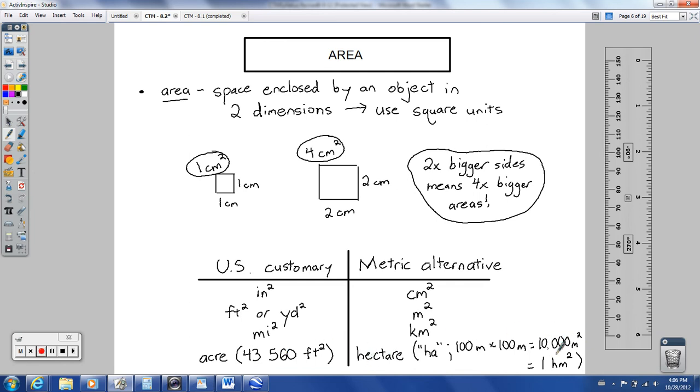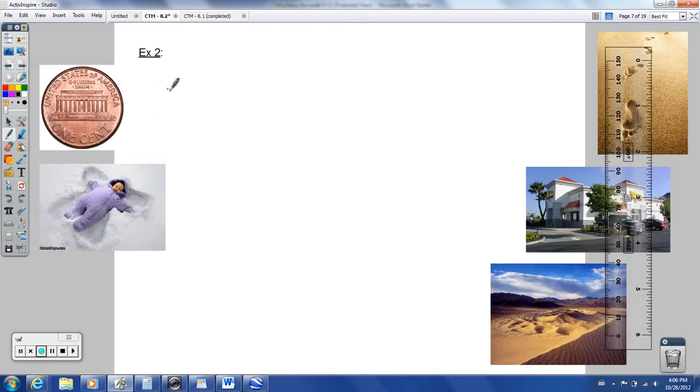A hectare, I did the calculations, actually ends up being 107 639 feet squared. So it's a little more than twice as big as an acre. So a hectare is bigger than an acre. But these are things we should know. These are things that match up in a similar way. So things measured in inches squared in the US would be measured in centimeters squared generally in metric, and so on. So let's move on to our next example here.